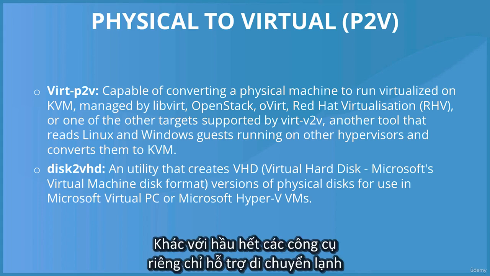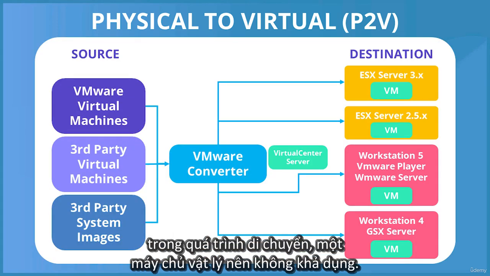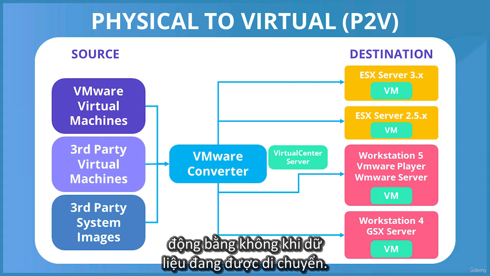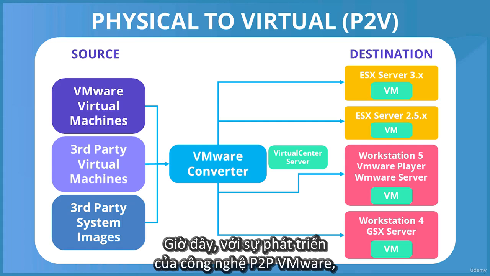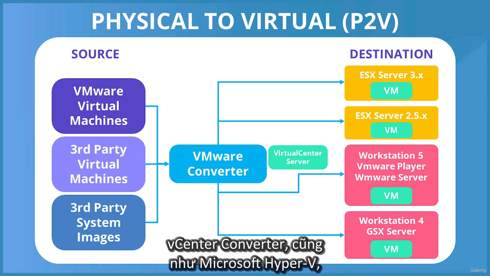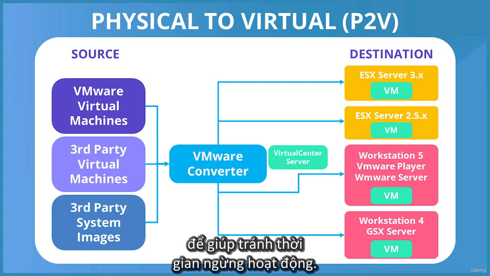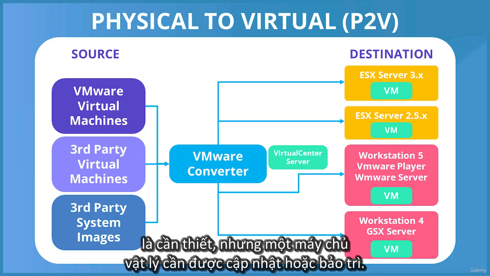So, unlike most P2V tools that only support cold migration, during which the physical server should be unavailable, live migration refers to zero downtime when data is being migrated. Now, with the development of P2V technology, VMware vCenter Converter, as well as Microsoft Hyper-V, have been able to perform live migration to help avoid that downtime. So it's often used when business continuity is required, but a physical server is in need of update or maintenance.